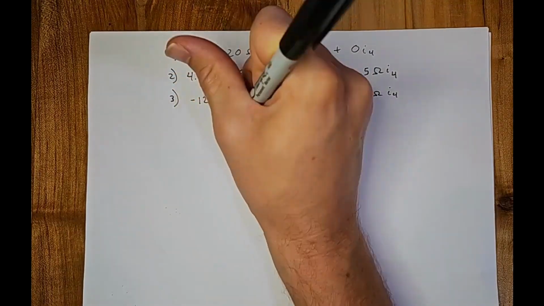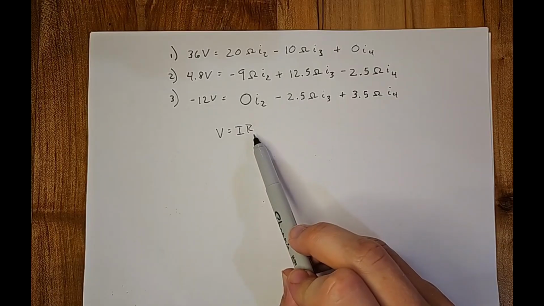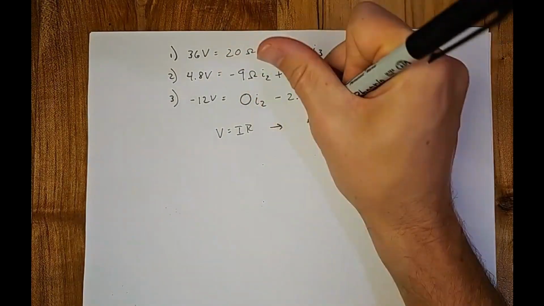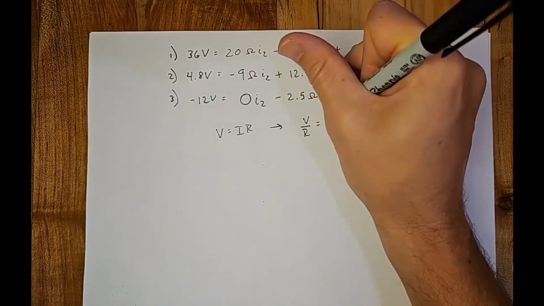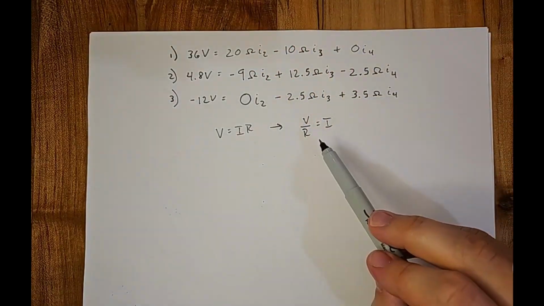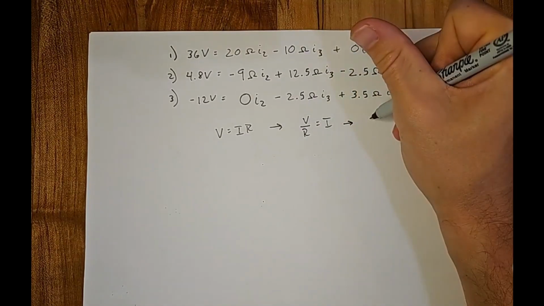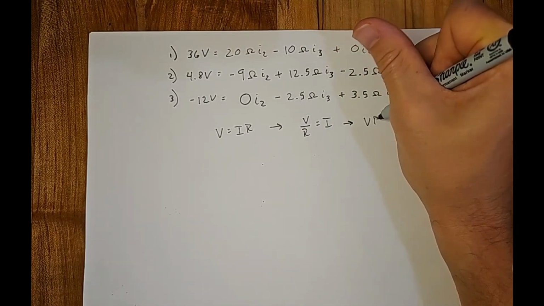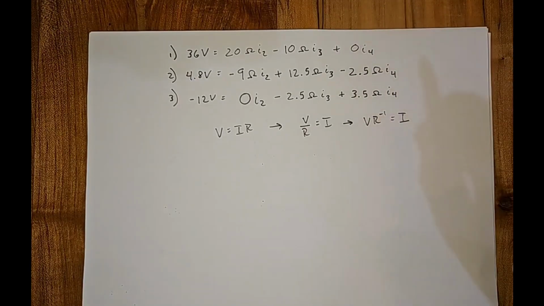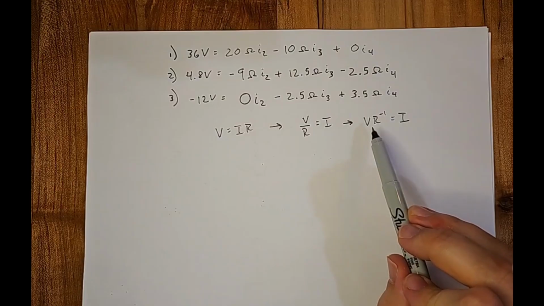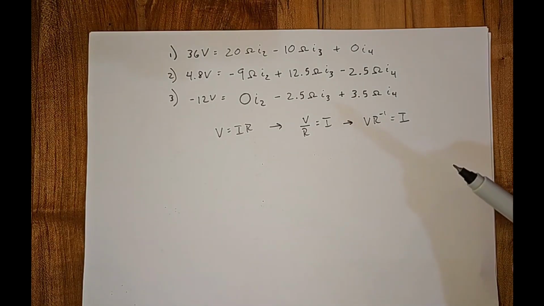So remember, V equals IR. But currents I2, I3, I4 are the unknowns. So we have resistance. So we need V over R equals I. But for matrices, we're going to do this. We're just going to do the inverse of our resistors. In other words, it's going to be conductance. So V times R to the negative 1 is going to equal I.